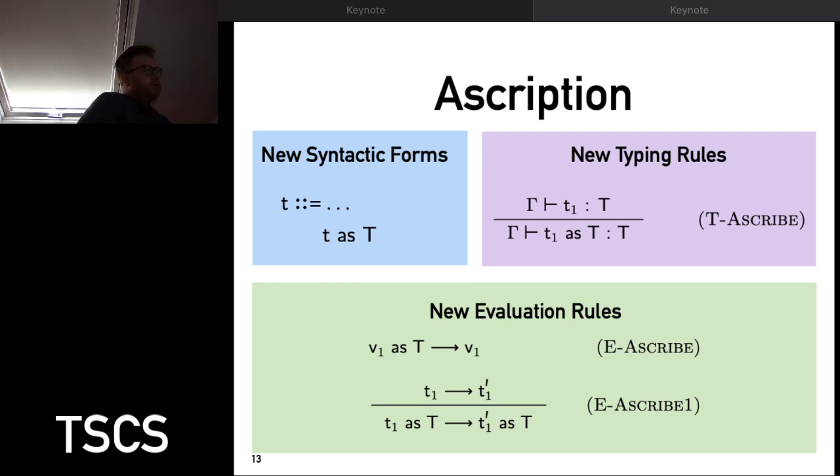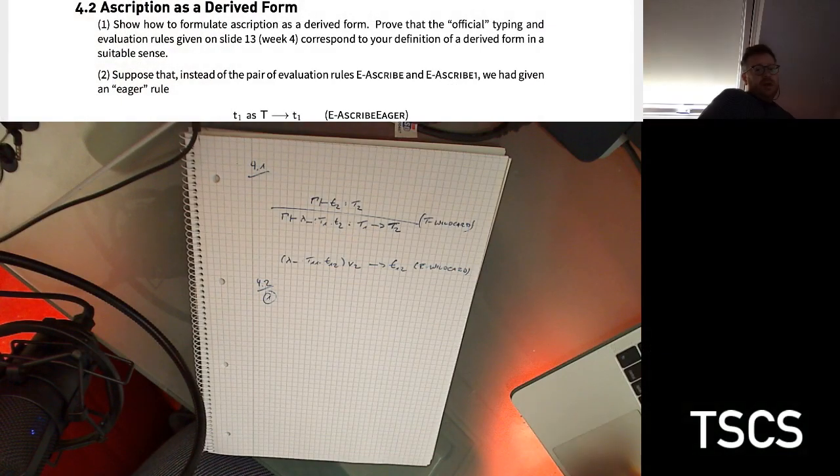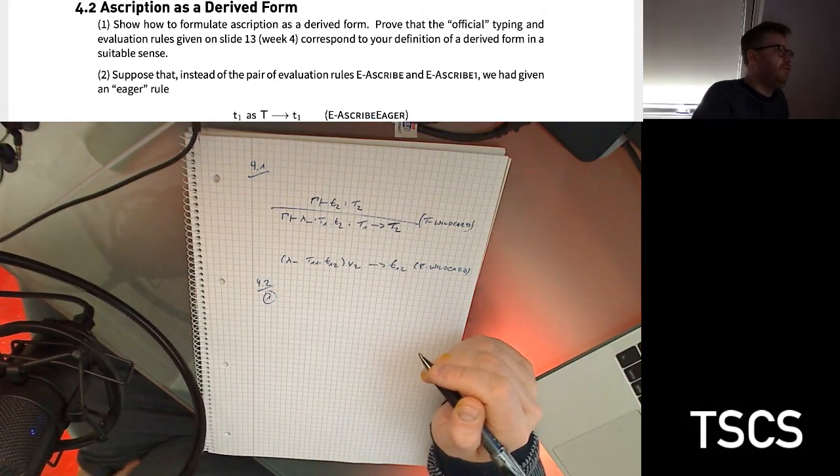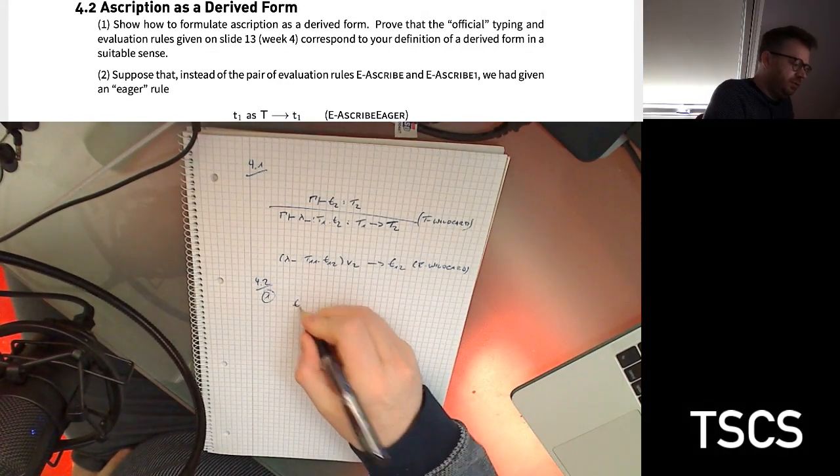Okay, good. So the task, just to go back to our exercise view, was to formulate ascription as a derived form. Let's try an easy example. How does the derived form work? Well, you have a term.